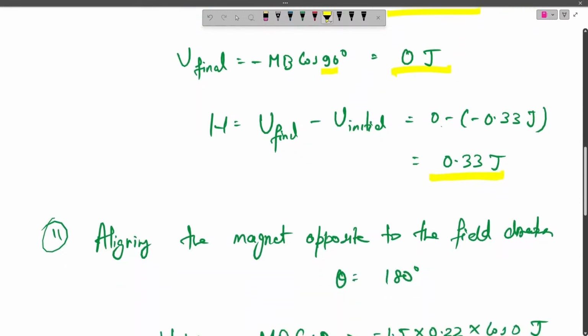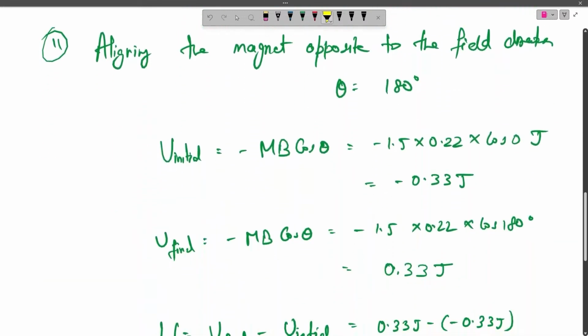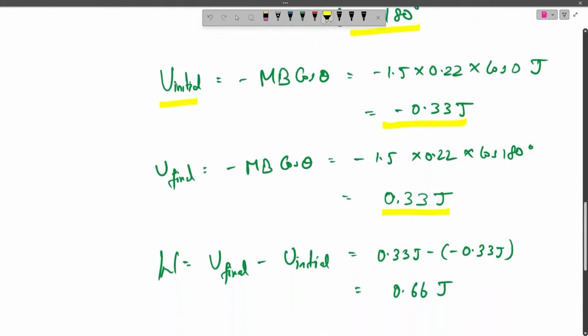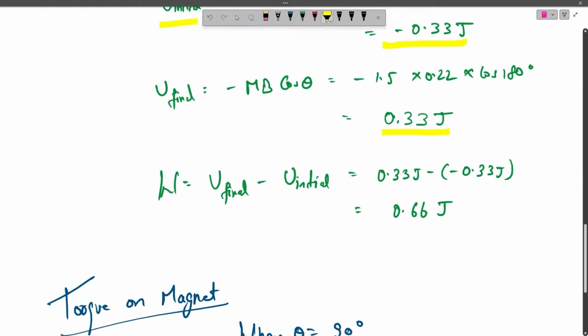Now similarly, we proceed to the second question, from theta equals 0 degrees to theta equals 180 degrees. Using the same approach, U initial, when theta equals 0 degrees, is minus 0.33 joule, and U final is 0.33 joule. So the work done would be 0.33 joule minus minus 0.33 joule, which gives us 0.66 joule.